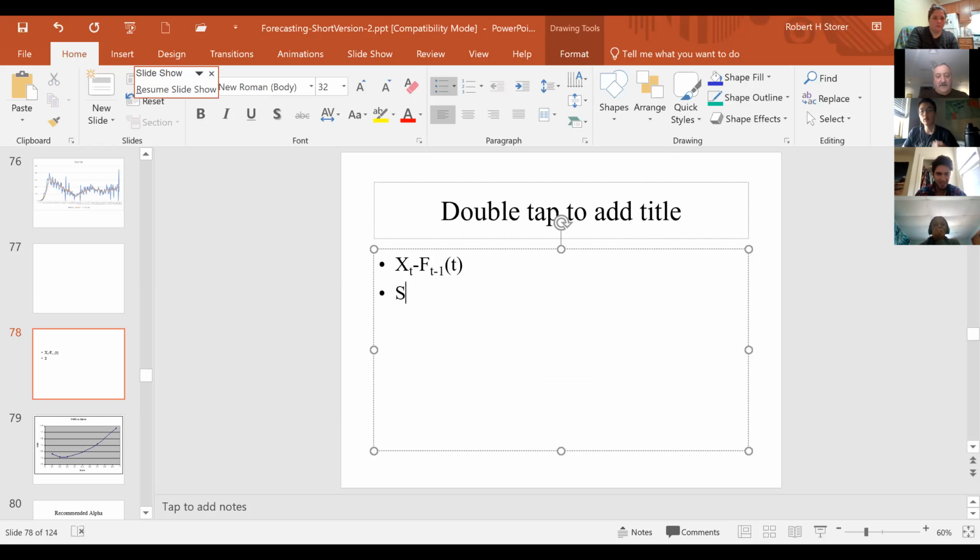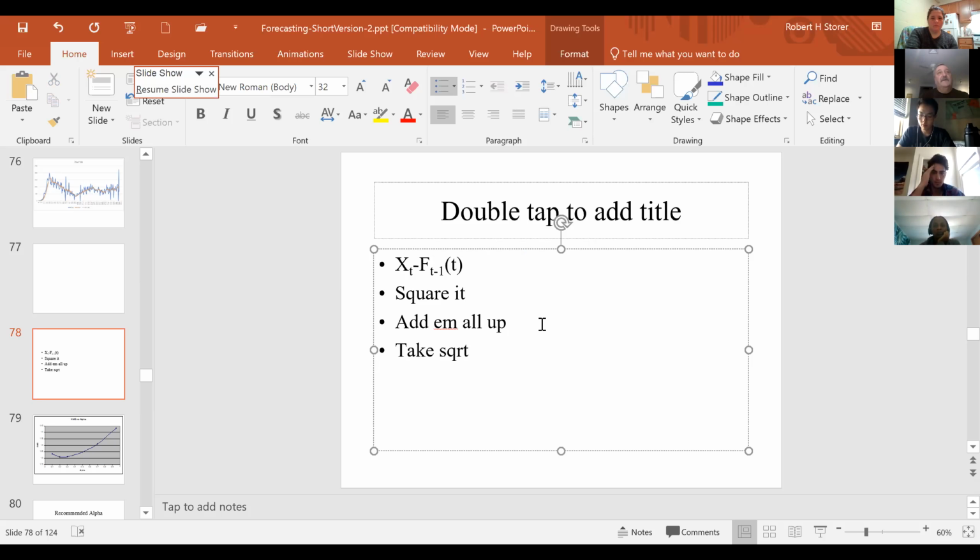So if I square it, add them all up, take the square root, I get what's called the root mean squared error. So it's a measure of how good my forecast is, right? This is my forecast, this is my actual value, the difference is the forecast error.